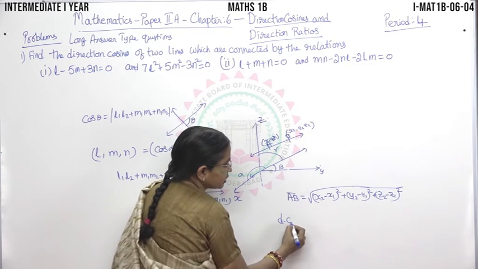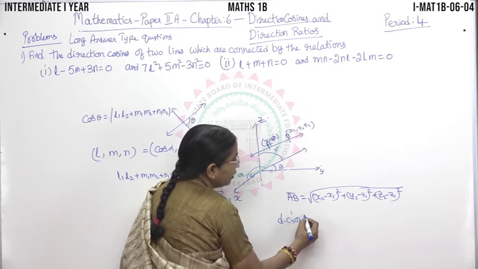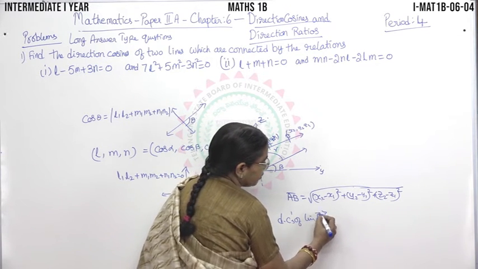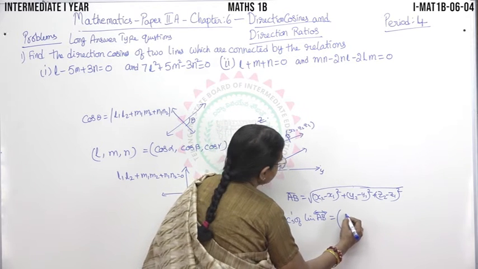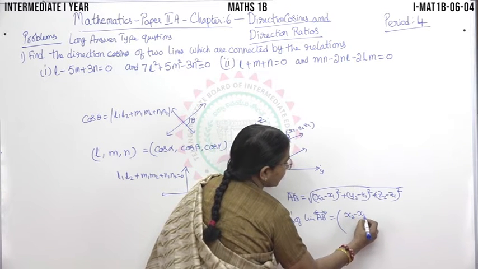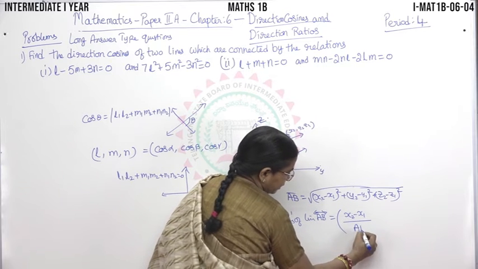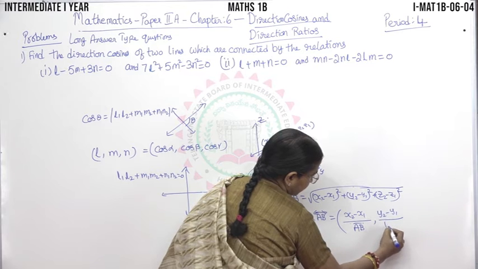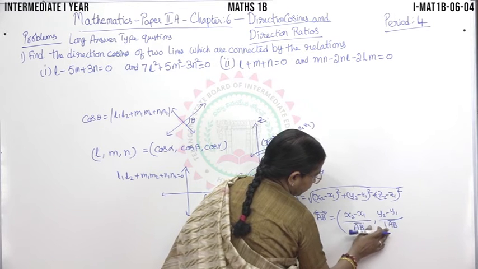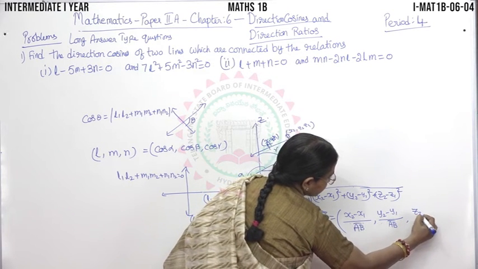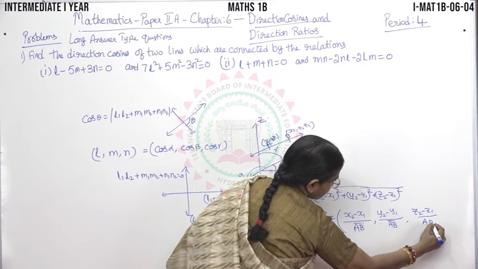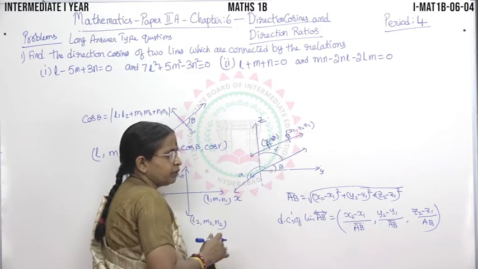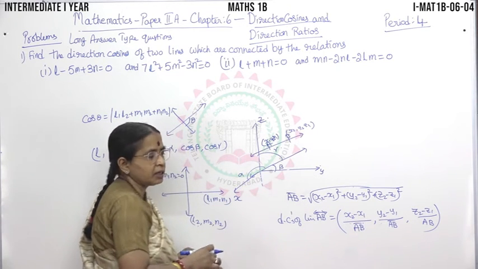Now the direction cosines of the line AB are given by x2 minus x1 by this AB distance, and then y2 minus y1 by AB distance, and then z2 minus z1 by AB distance. So these are the direction cosines of the line AB when you know two points on that line.